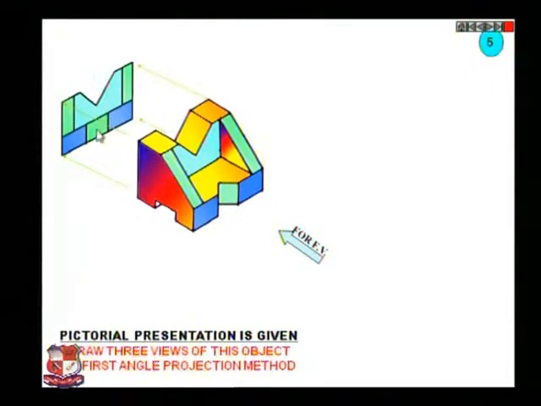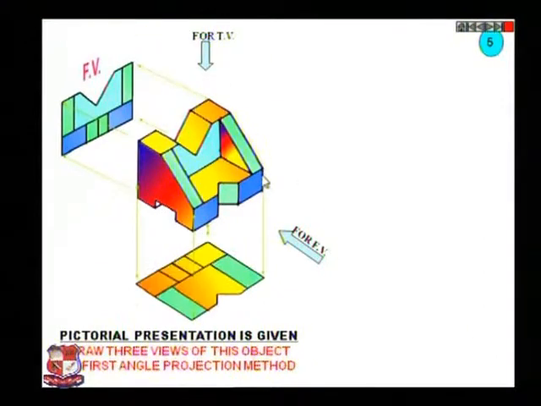And think about this line. If you look from here, this edge is visible, so that is represented by a full line mentioned over here, right? So this is the front view of this object. For top view, take projections from here. So this is the top view of this object.